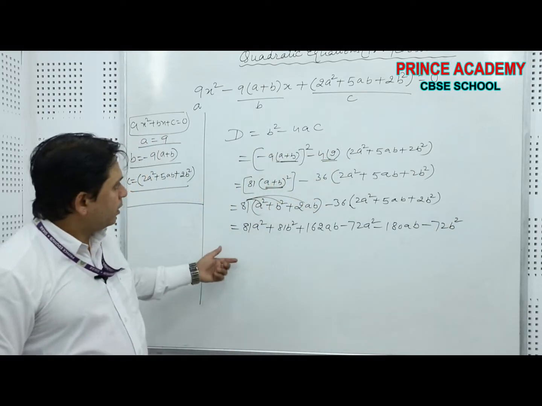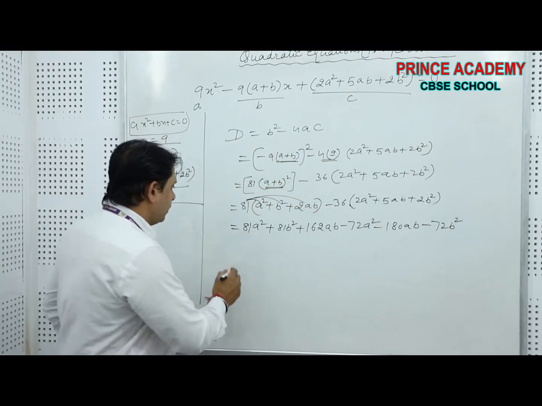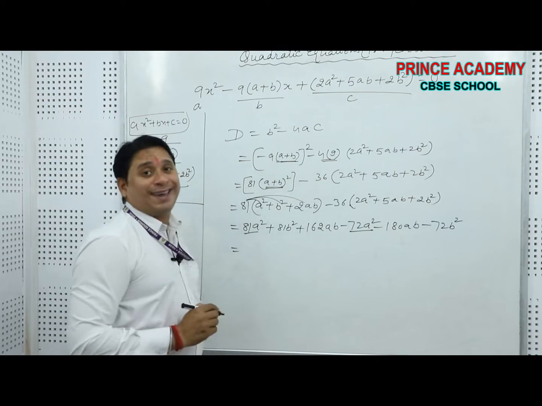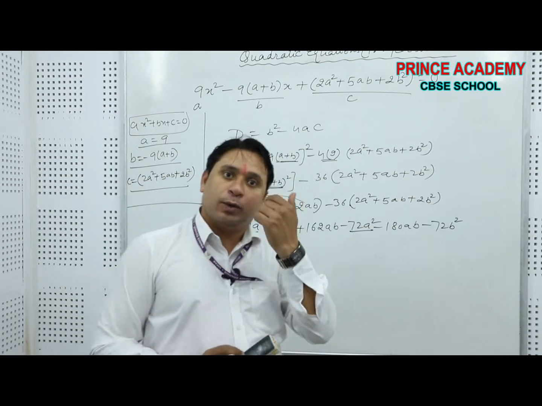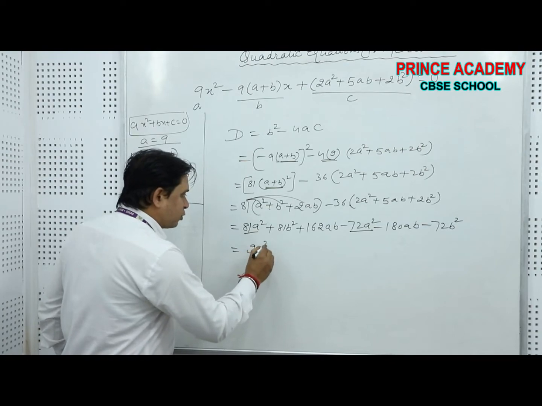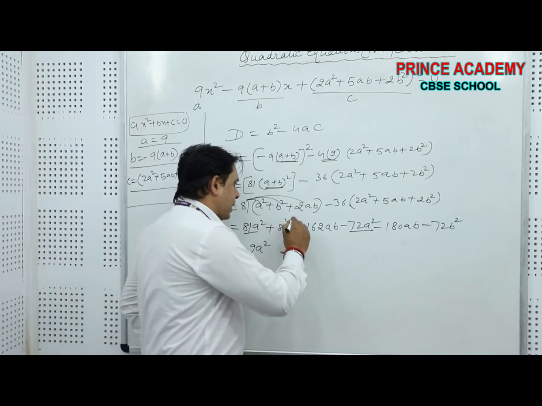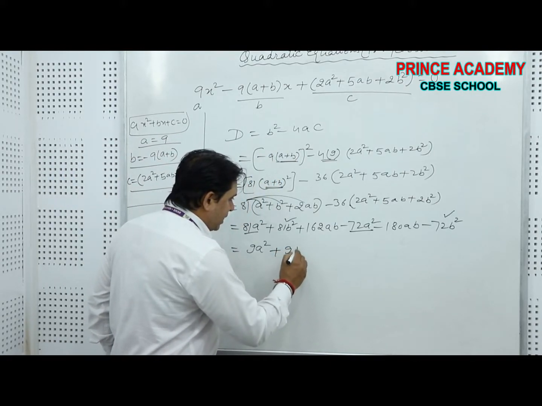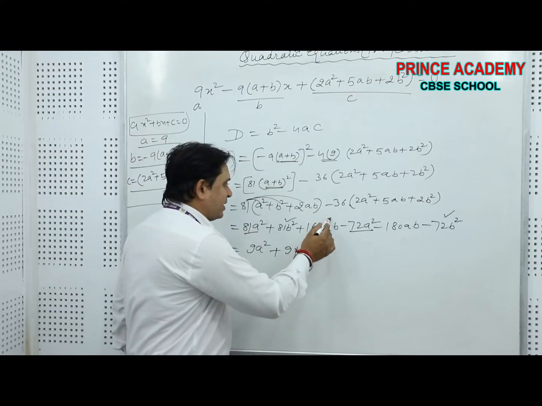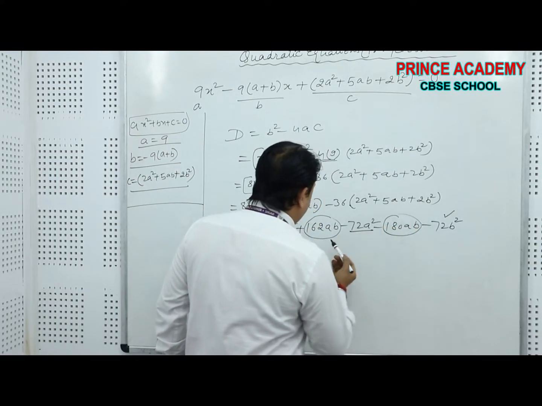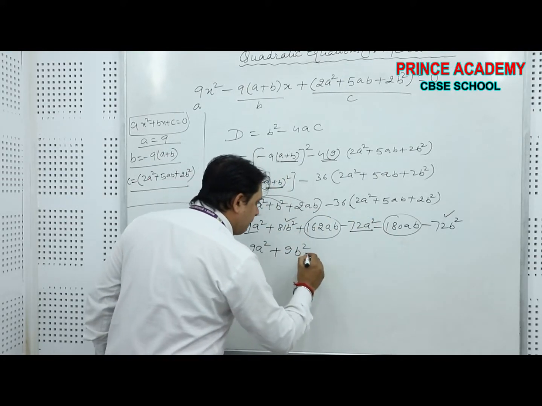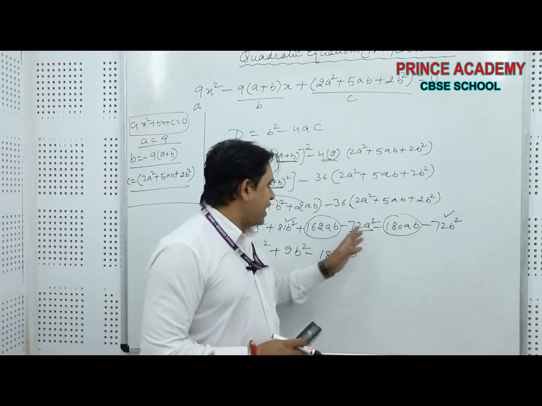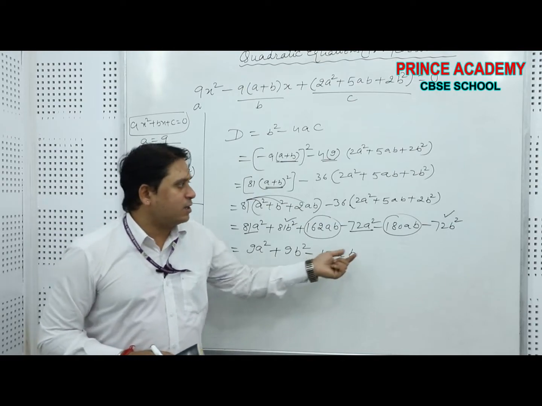Okay, yes or no? Done it? Okay, now see, solve the like terms. 81a square, 72a square, 81 minus 72, 9. Yes or no? 9a square. 81b square minus 72b square, 9b square. Yes or no? It is 9b square. Now the remaining parts are 162ab, 180ab, plus minus 18ab. You got my point? Done. 180 minus 162 is 18 and the sign is of the largest.